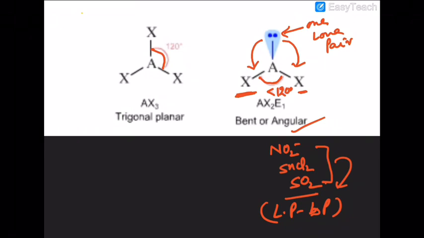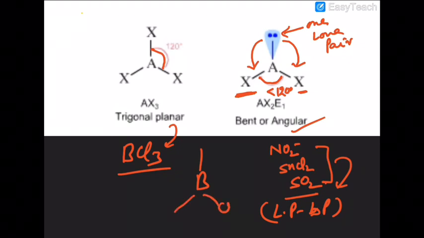Sure about that? For example, BCl3 is perfect trigonal planar. All 3 bond pairs are present. But in case of nitrite ion, SnCl2 and sulfur dioxide, you have presence of lone pair on the central atom. And the presence of lone pair on the central atom will cause the distortion in the molecule.